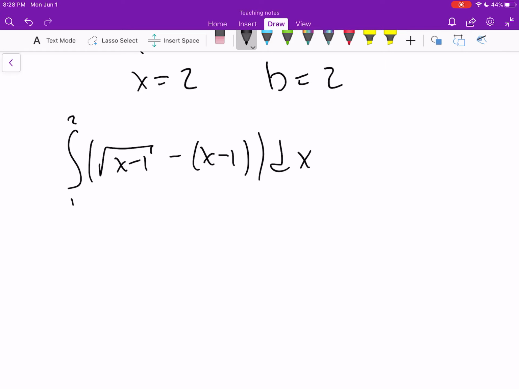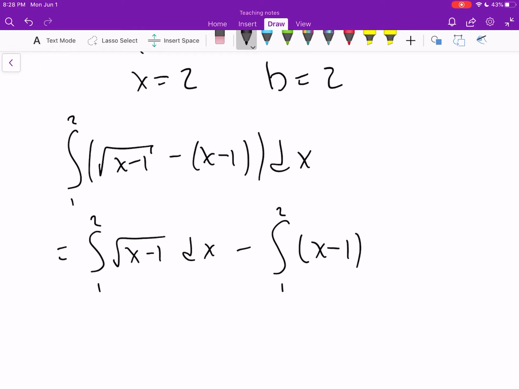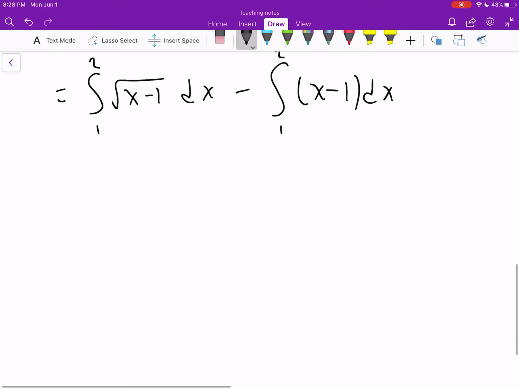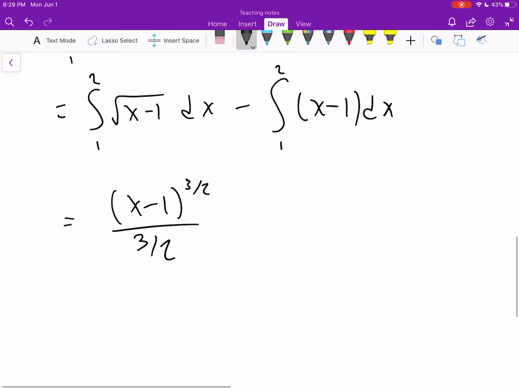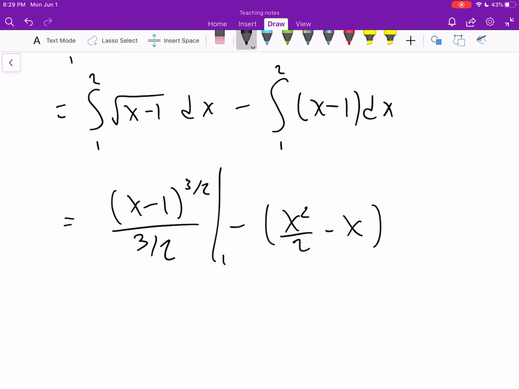This one you do by breaking it up into 2 integrals. The integral from 1 to 2 of square root of x minus 1 dx minus the integral from 1 to 2 of x minus 1 dx. First one, you can do a u substitution if you need it, but this is going to be x minus 1 to the 3 halves divided by 3 halves. When you flip it up, it becomes 2/3. I don't usually do this step. I'll just write out the coefficient in front of it. And then minus x squared over 2 minus x. And both of these are evaluated from 1 to 2.